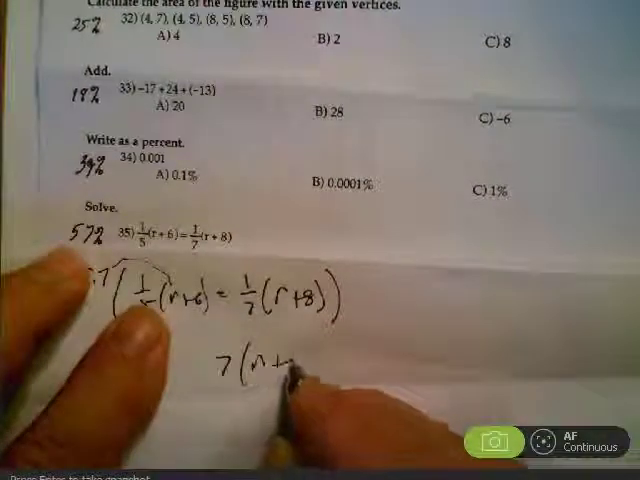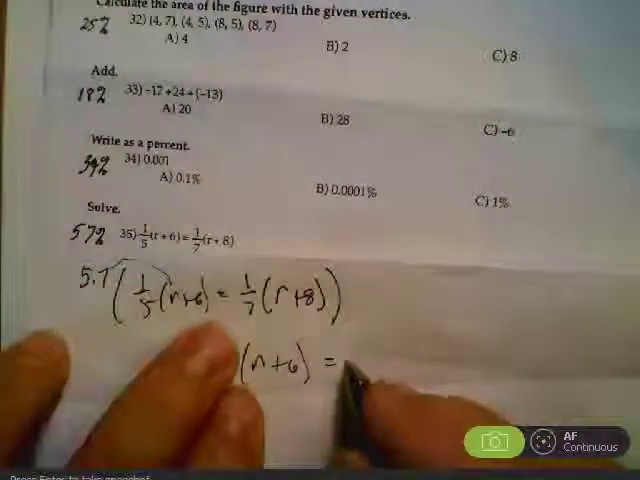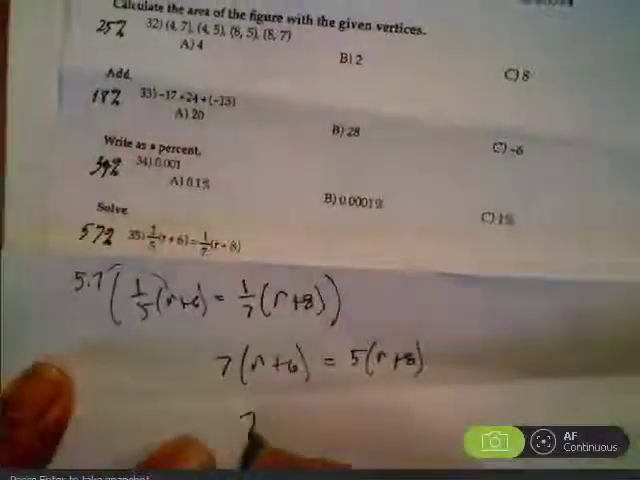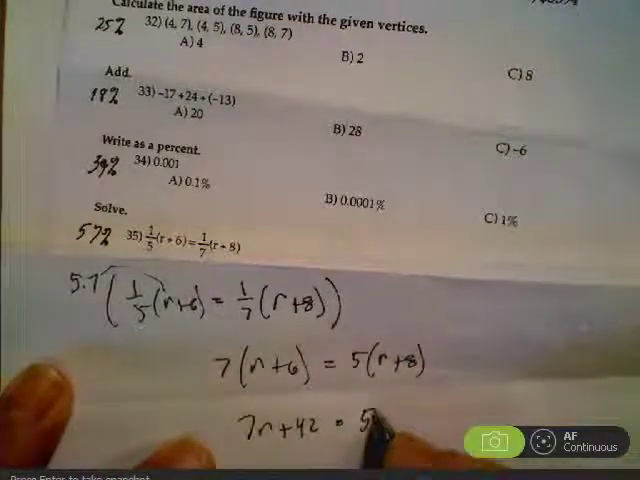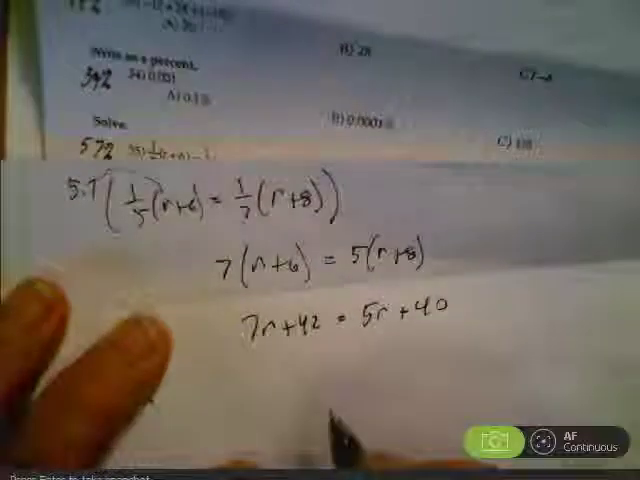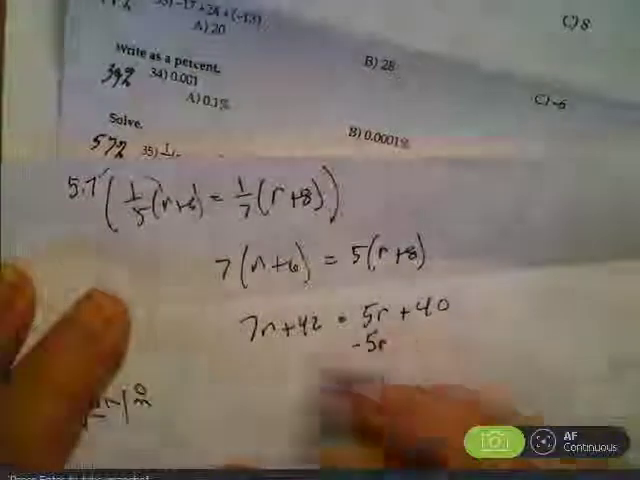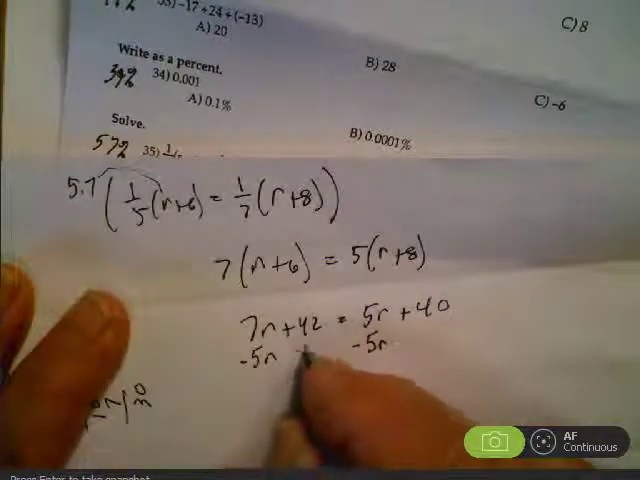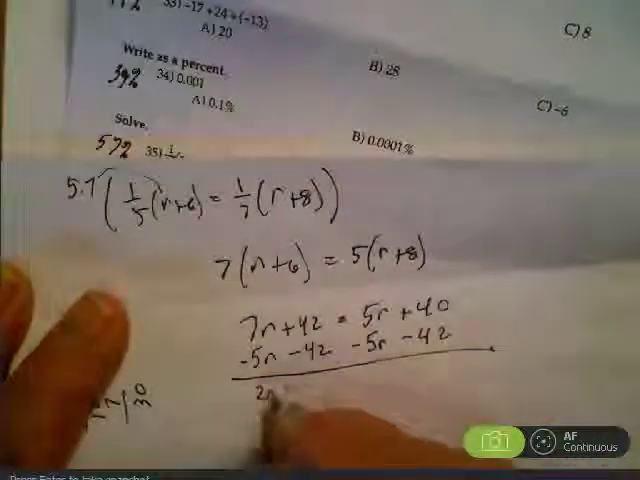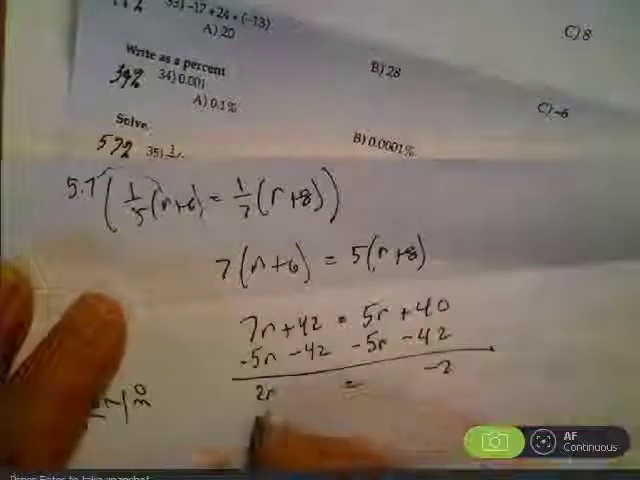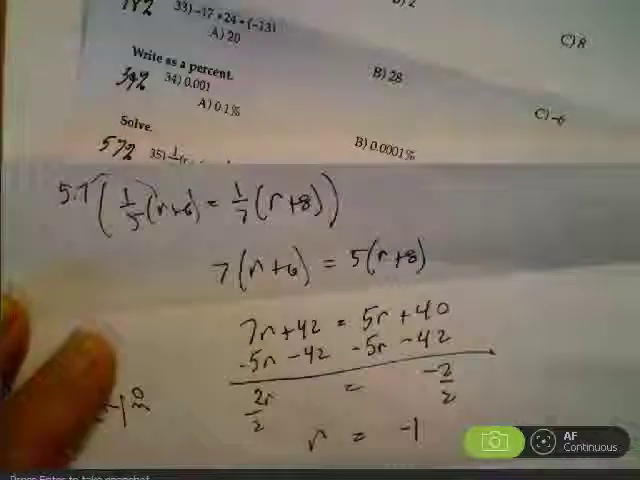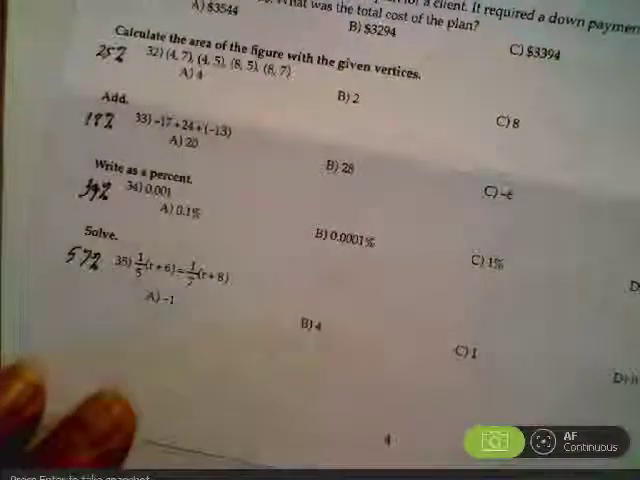1, so r plus 6 equals 5 times 1, r plus 8, and of course that's 7r plus 42, 5r plus 40, more on the left side, more r's. So remembering to move the 5r, and then of course the number to the right, since the r came to the left, gives us the fact that 2r is negative 2, and so r is negative 1, and that's answer A.